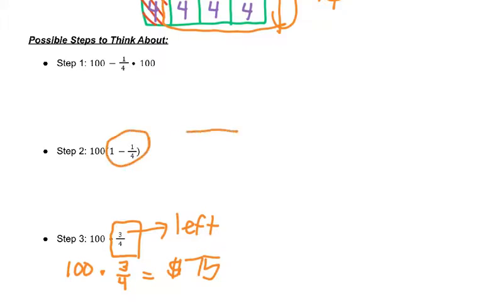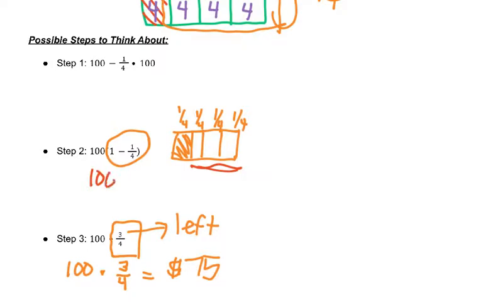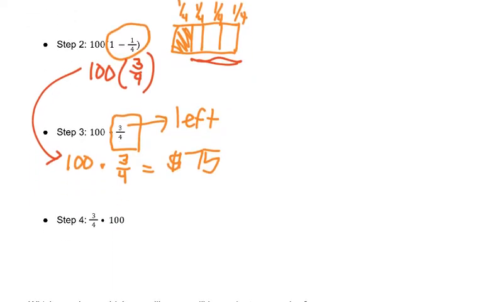Take a look right here. I have 1 whole of something. 1 whole. Cut it into 4ths. 1/4, 1/4, 1/4, 1/4. I have one of them that I've taken away. What do I have left? 3/4. 100 times 3/4. Same exact thing. Okay, look at this one. 3/4 times 100. All we did was we flip-flopped, because I can do that in multiplication.